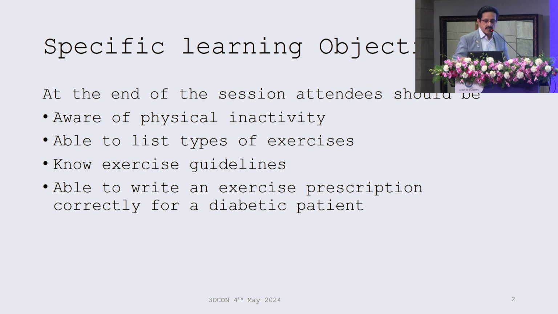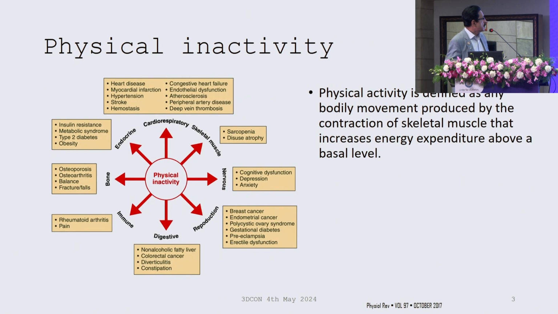So we have some specific learning objectives. What is physical activity? When you ask what physical activity is, I will go for the converse of it: what do you mean by physical inactivity? I'll define physical activity, which is any body movement. You are just sitting but hands are moving, legs are moving. That is physical activity. It is bodily movement produced by the contraction of skeletal muscle that increases energy expenditure above a basal level for that person, for that age group. The converse of it is called physical inactivity.